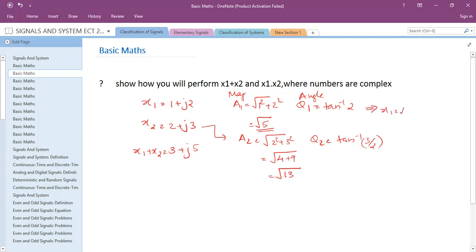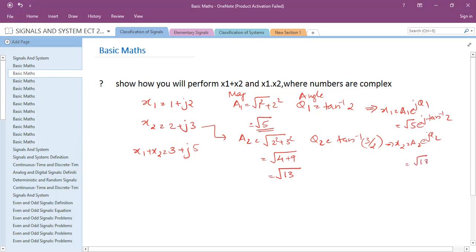X1 is equal to a1 e raised to j theta 1, and the second number x2 you can write a2 e raised to j theta 2, or in actual values it's root 5 e raised to j tan inverse 2, and for x2 you can write root 13 e raised to j tan inverse 3 by 2. And now we need to perform the multiplication, that is x1 into x2. You can use this polar form notation.